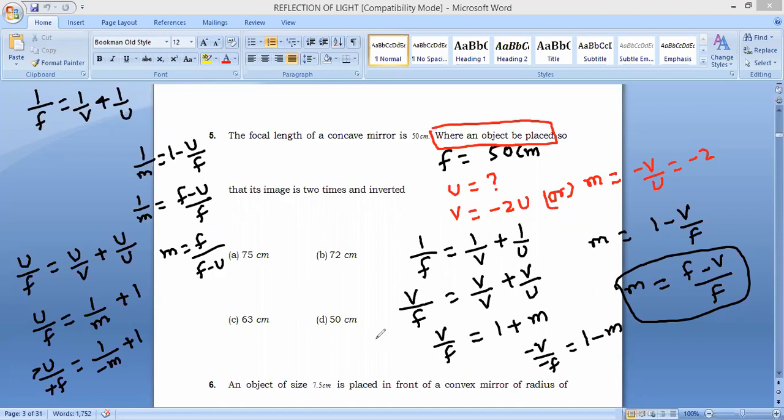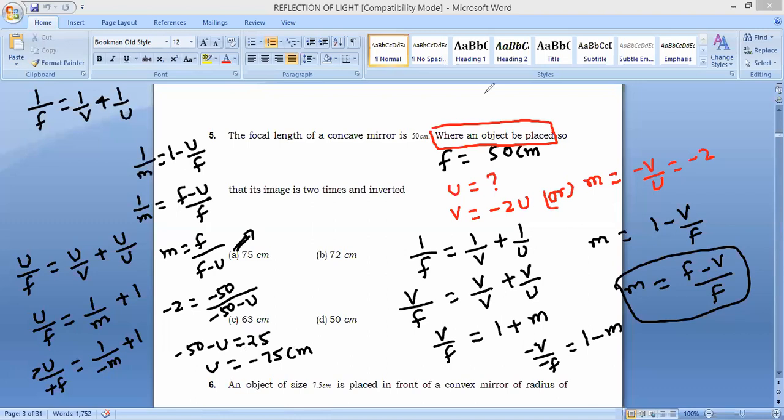Now, f by f minus u. Magnification is minus 2, focal length is minus 50, so minus 50 by minus 50 minus u. So minus 50 minus u equals 25. So u equals minus 75. In the concave mirror, the object distance will be negative, so minus u equals 75. That is the first option.